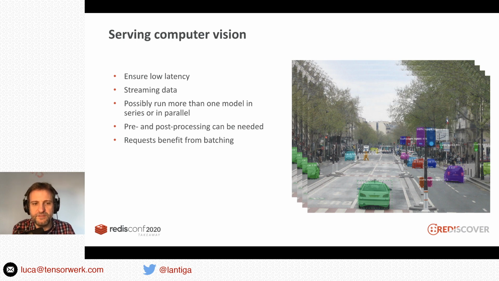Usually requests may benefit from batching. Batching is processing more than one image in parallel, since the devices you run the computation on are capable of massively parallel computations.